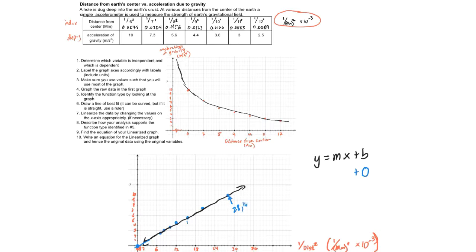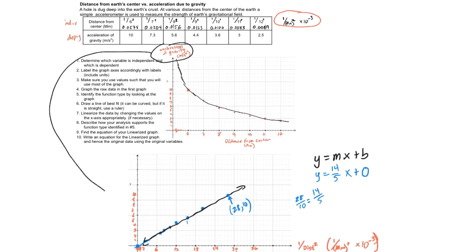28, 10. And so that means I have a slope of 28 over 10, which is 14 over 5. And so in other words, we have y equals 14 over 5 times x plus 0. But we're going to put our correct variables back in there. So what is y? Well, the y-axis was the acceleration of gravity. I didn't write it here, sorry. I did exactly the same. The y-axis didn't change. So y is the acceleration.